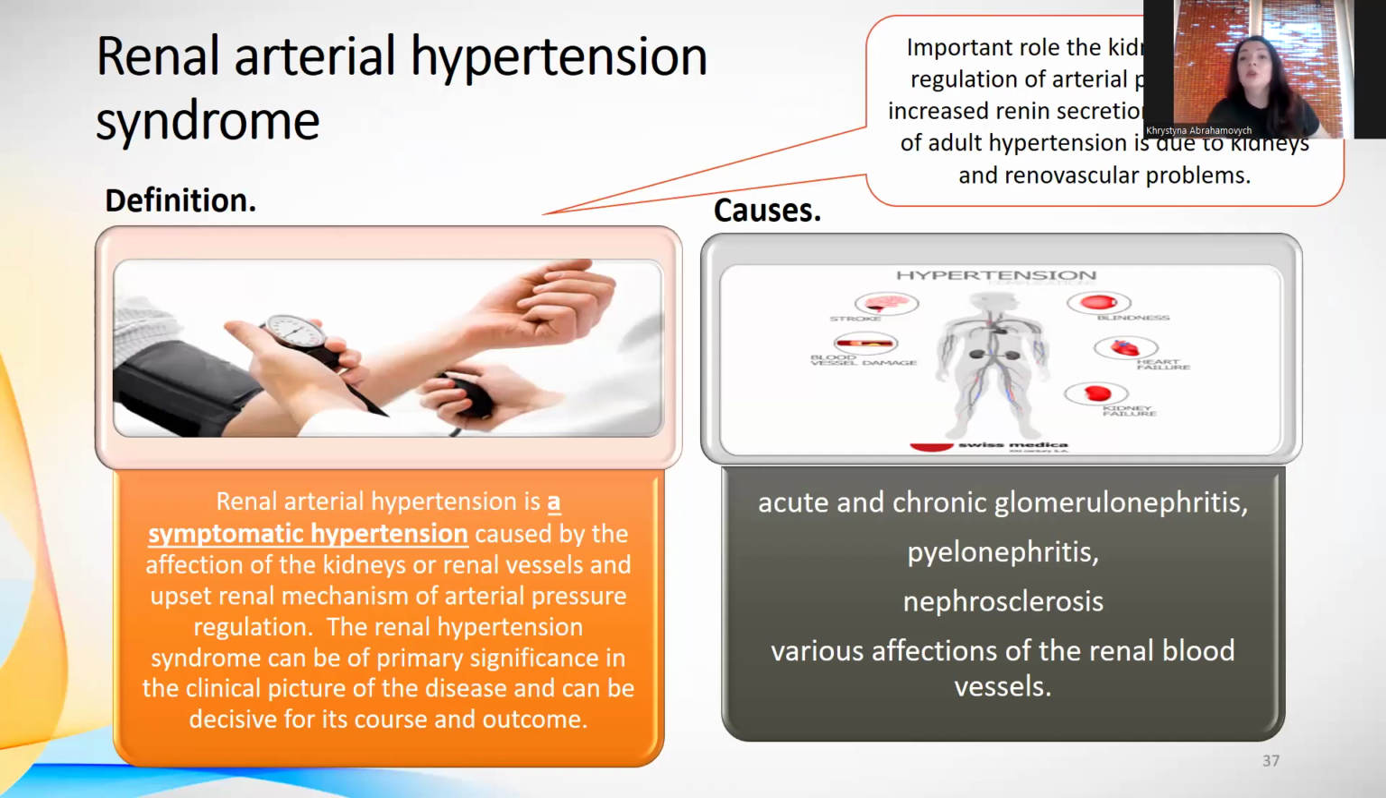So, what are the most common causes of this problem? Acute and chronic glomerulonephritis, pyelonephritis, nephrosclerosis, various affections of the renal blood vessels. The kidneys play an important role in the regulation of arterial pressure due to increased renin secretion. However, less than 5% of adult hypertension is due to kidney and renovascular problems.